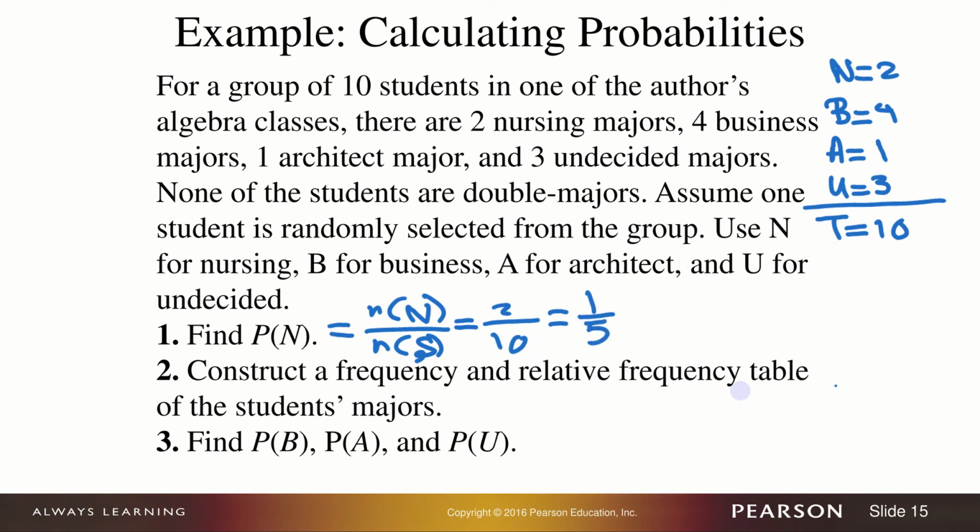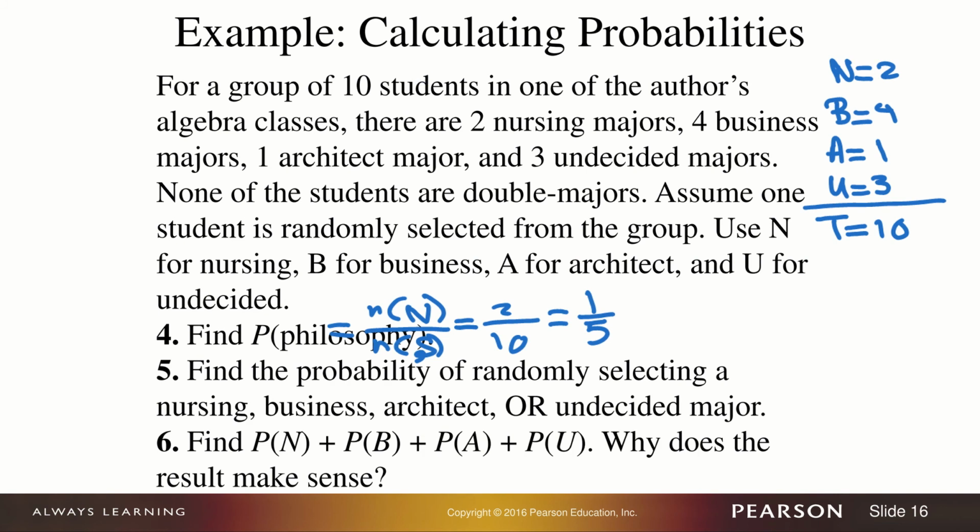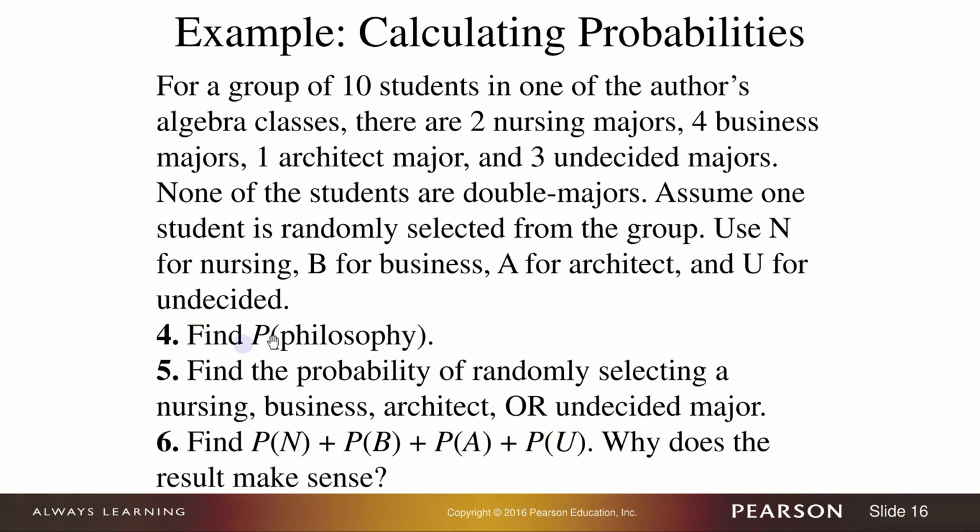Construct a frequency and relative frequency table of the students' majors. Find P of B, P of A, and P of U. So let's go ahead and look at those tables together. There are some more parts to this problem. We're going to find P of philosophy and find the probability of randomly selecting a nursing, business, architecture, or undecided major. Notice that basically means P of the sample space, because those are the only majors there, right? Why does that make sense? We'll look at that together.